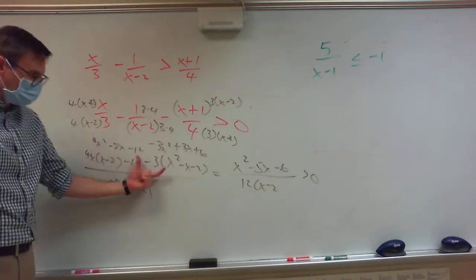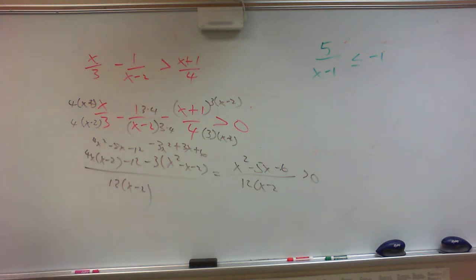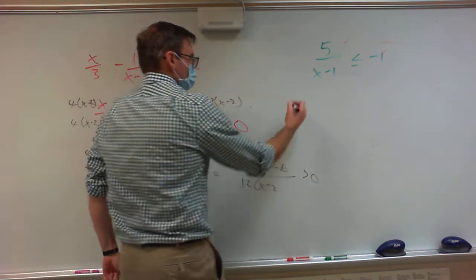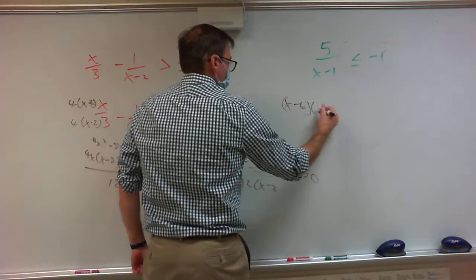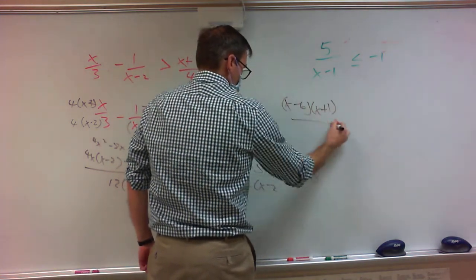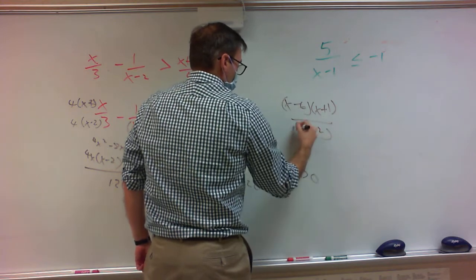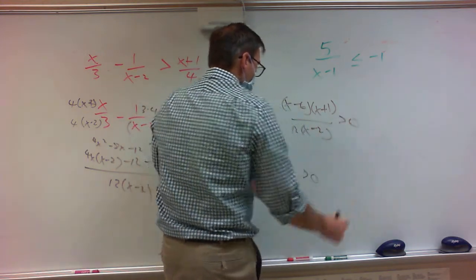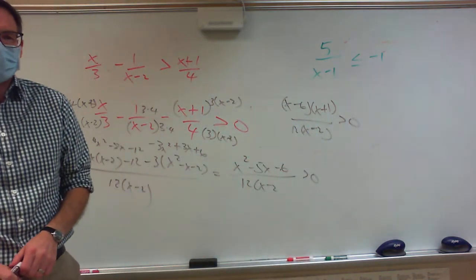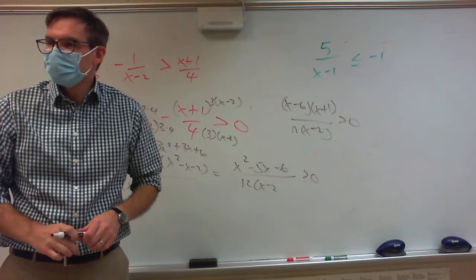After a fairly ugly step, now when I factor this it's going to give me x minus 6, x plus 1 over x minus 2 times 12 has got to be greater than 0. And we can solve this, right? Everybody see our boundary points?